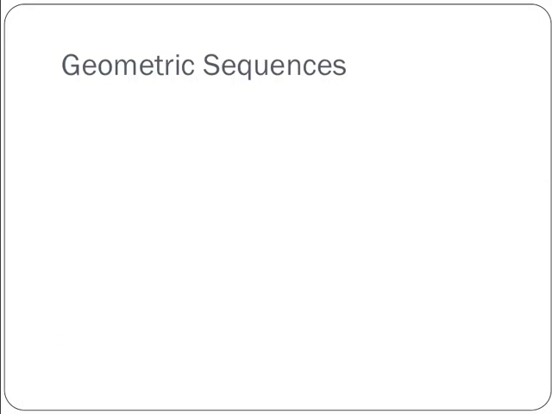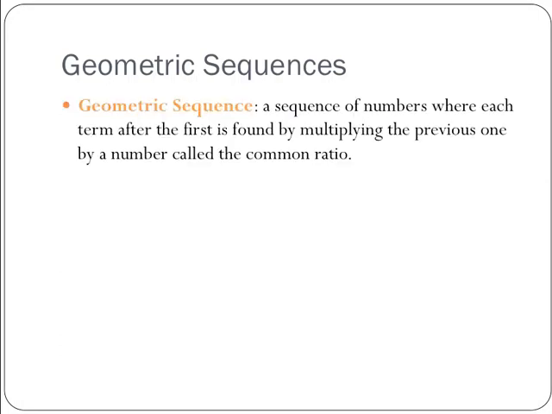So what is a geometric sequence? A geometric sequence is a sequence of numbers where each term after the first is found by multiplying the previous one by a number which we call the common ratio. So here's an example of a geometric sequence: 3, -6, 12, -24, 48, and so on. Here you can see that to get to the next number, you always multiply by -2.